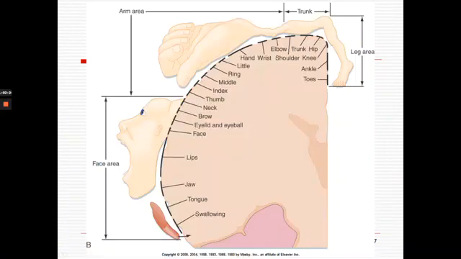Look at the arm area, how big it is, and how big the area of the face is, and how small the area of the trunk and lower limb is, because the number of receptors in the arm and in the face is much greater than the number of receptors in the other areas.